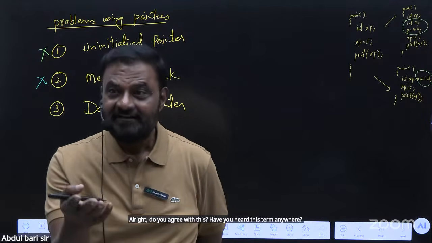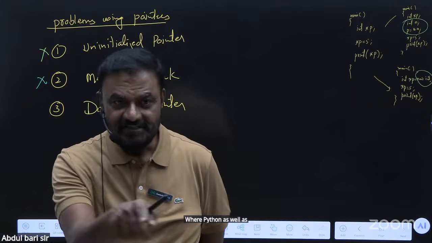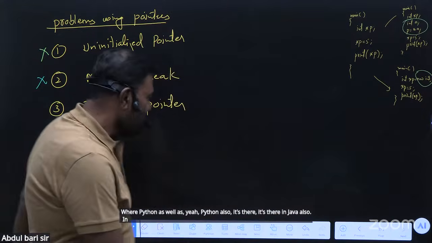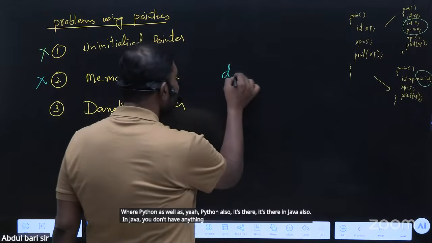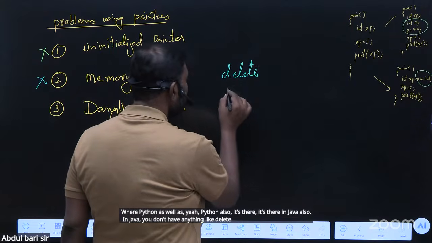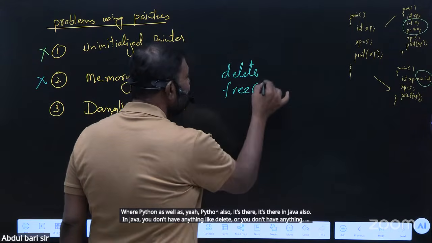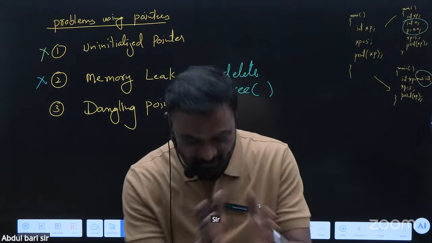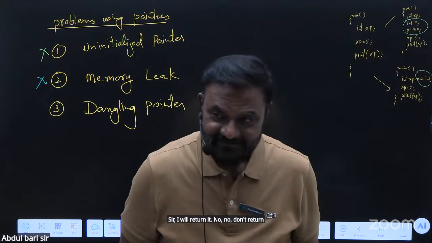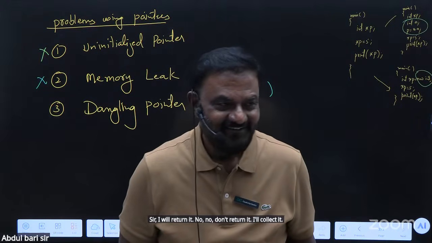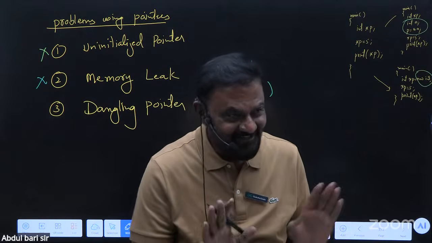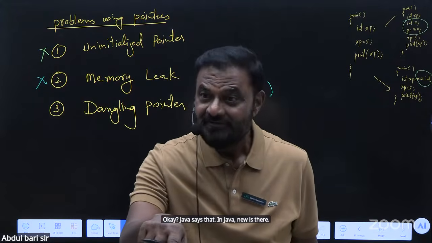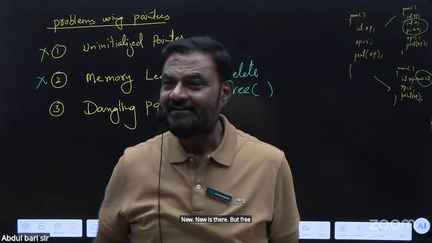Python also has it. It's there in Java also. In Java, you don't have anything like delete or free. Java says that you take the football, and you don't need to return it, I'll collect it. In Java, new is there, but free or delete is not there.